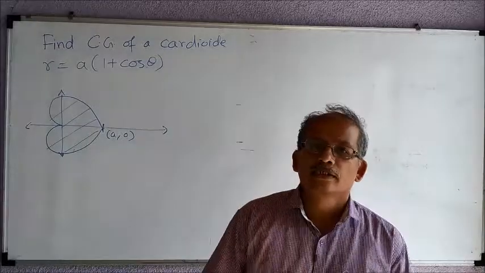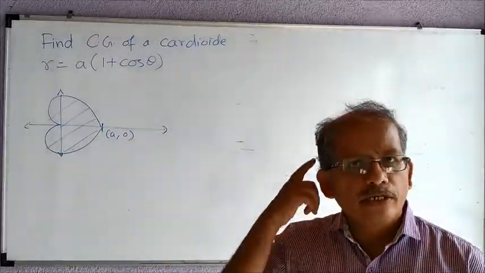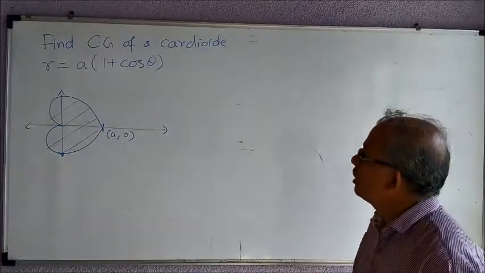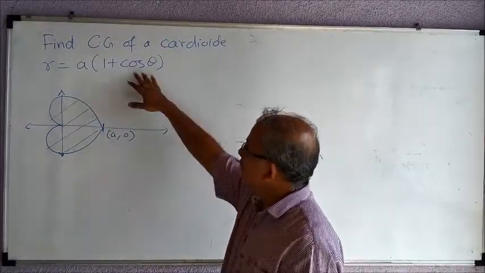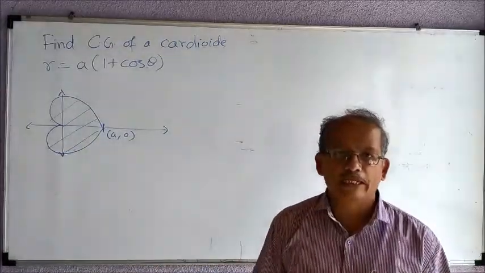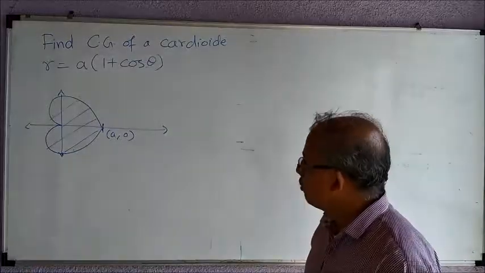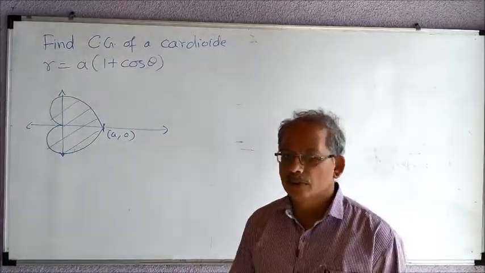Okay, hello friends. Let us take one example of a center of gravity. Here I have taken a cardioid, r equal to a into 1 plus cos theta. So you know the surface. This is a plane lamina type of thing. Now we want to find out the center of gravity of this.